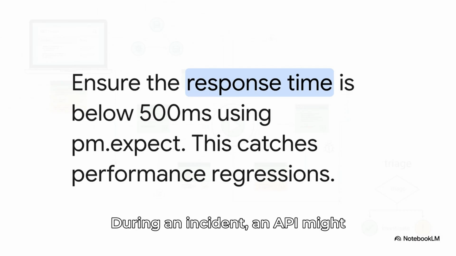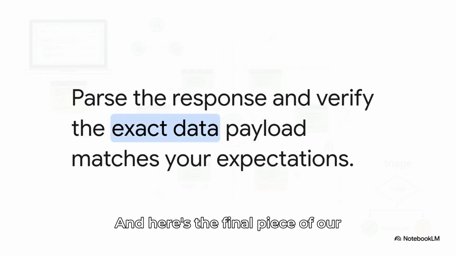During an incident, an API might technically give you data, but if it takes 10 seconds to do it, your front-end apps are going to time out and crash. This simple script catches those performance regressions instantly. And here's the final piece of our endpoint validation puzzle.